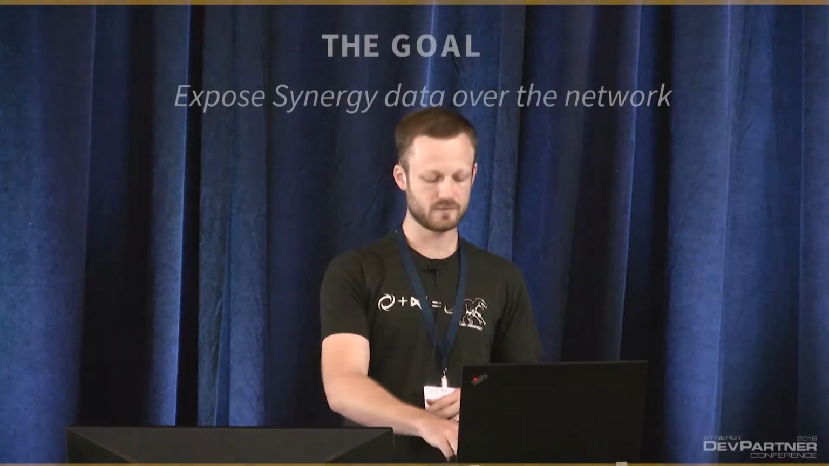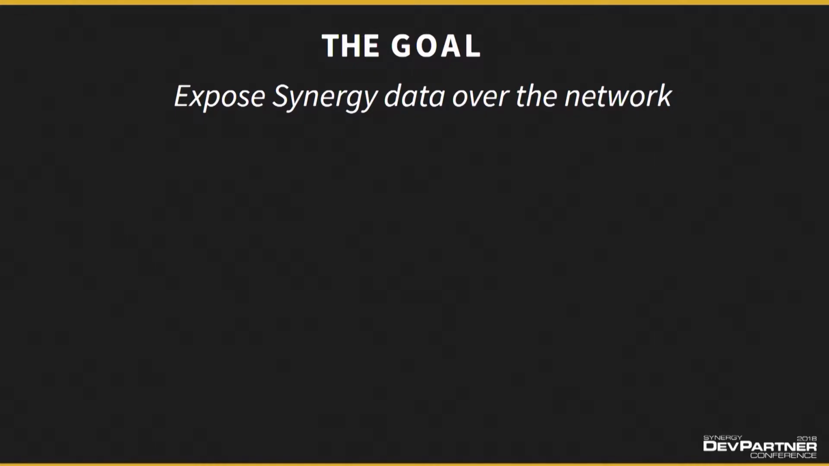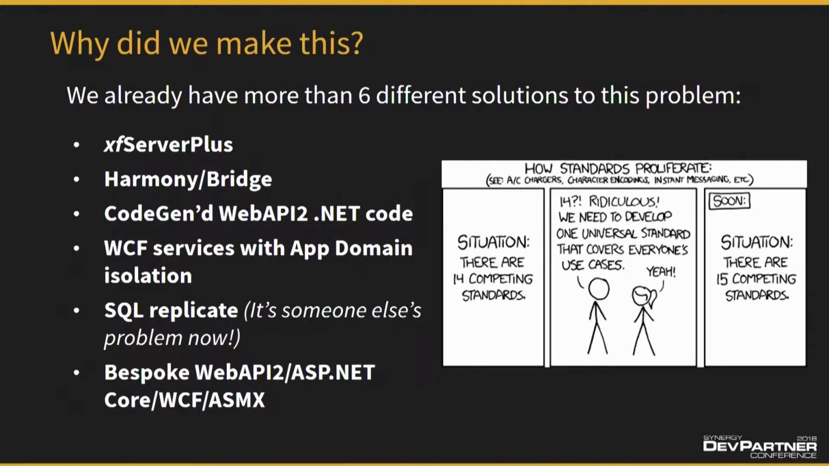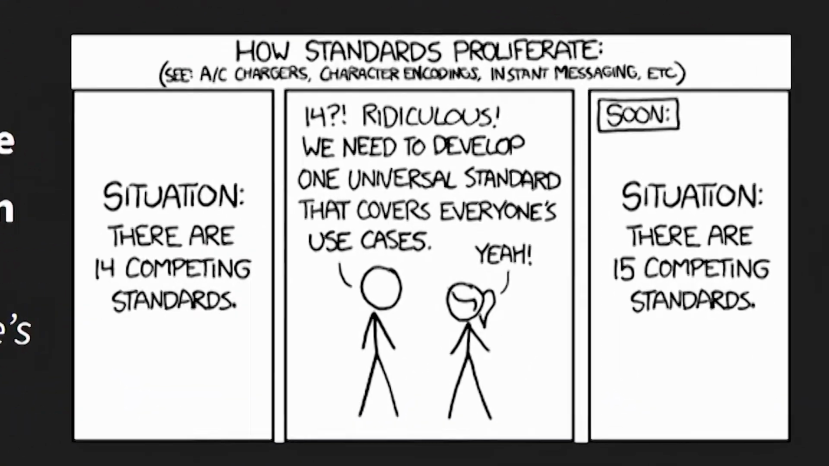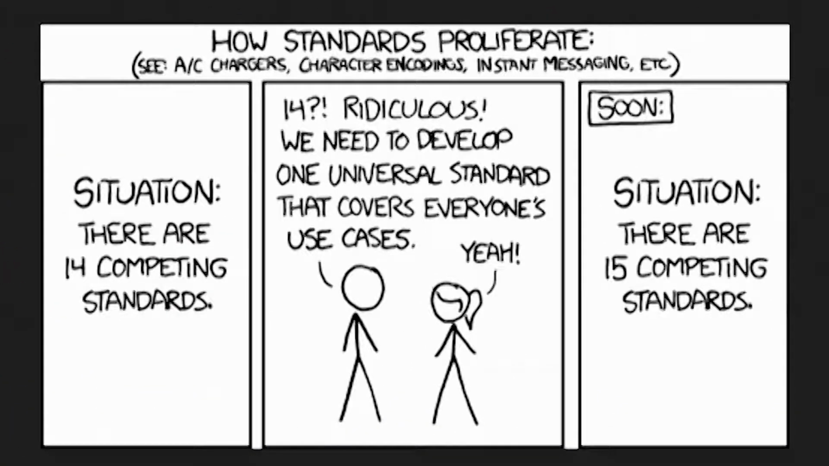the first goal that we had, which was I need to expose Synergy data over the network. So we have a bunch of different answers to this question. So why did we need to make yet another answer to this question? The comic I have up here is the XKCD that says we have 14 competing standards. 14, that's ridiculous. We need to develop something that works for everyone and everyone will use it. Situation, there are 15 competing standards. So why did I decide to make number 7 on the list of competing standards?